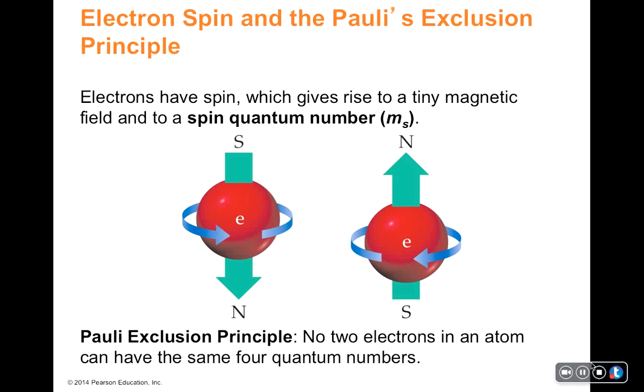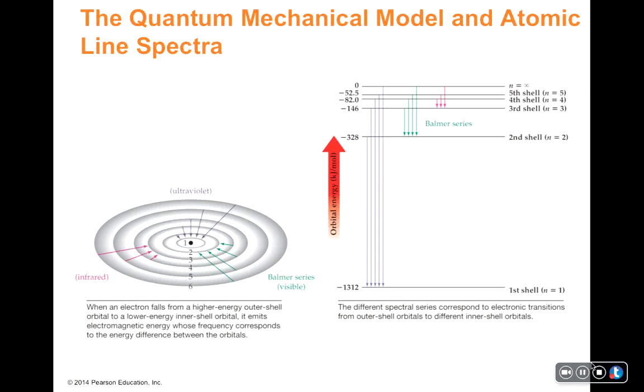And this relates to what's known as the Pauli exclusion principle, which says that no two electrons in an atom can have the same 4 quantum numbers. This means that electrons can have 3 of the same quantum numbers, so n, l, and m sub l, but those 2 electrons have to have opposite spins if they're in that same orbital. They have to have opposite spins. You'll see in a little bit how that relates to electron configurations, which is one of the main skills to be able to do from this chapter.